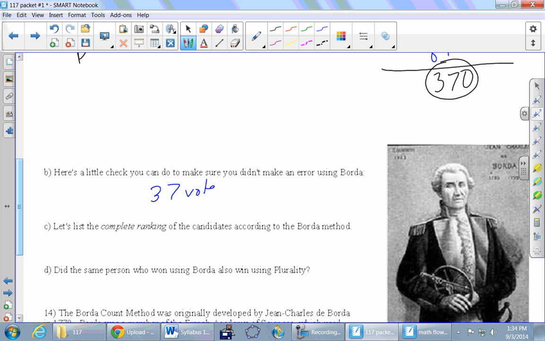37 voters times 10 points per ballot is the 370. That's our check for the total.